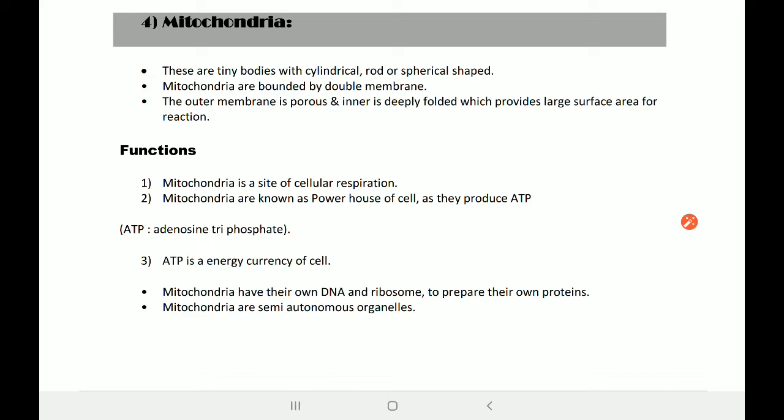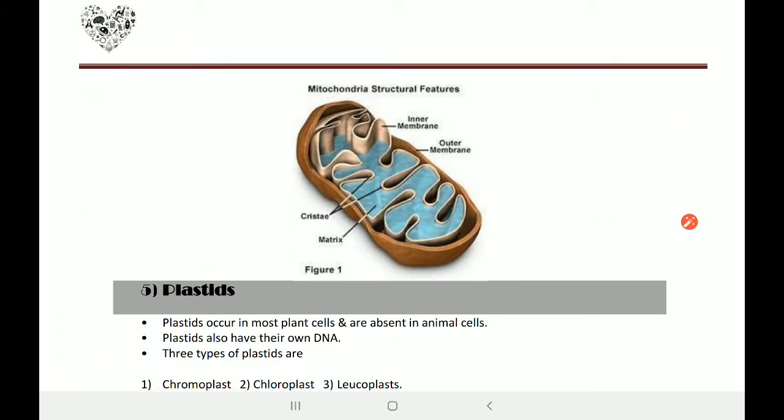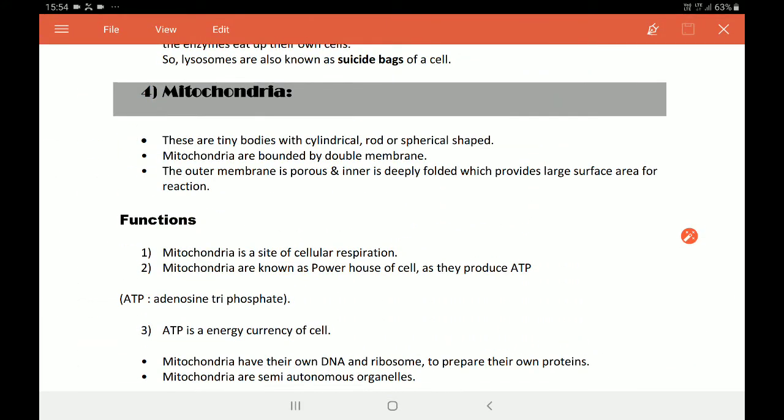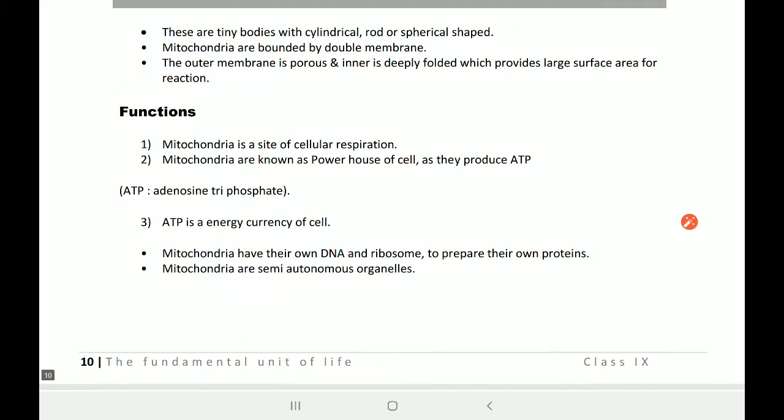Let's read it. These tiny bodies are of cylindrical rod shape, or sometimes spherical. The mitochondria are bounded by a double membrane. You can check here, there are two membranes: an outer membrane and an inner membrane. The outer membrane is porous, in the sense it has holes in it, and the inner membrane is deeply folded. Could you see these folds? These folds provide a larger surface area for the reaction. Why do we need the reaction? So that it produces energy, ATP, in it.